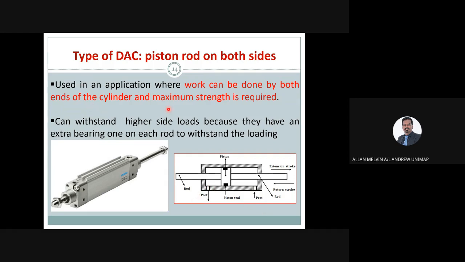So when will you use this piston rod on both sides? Use it in an application where work can be done by both ends of the cylinder and maximum length is required. Tengok yang ni nampak pun panjang. So if compared dengan single acting tadi, it will be very small. It can withstand higher side loads because they have an extra bearing, one on each rod, to withstand the loading. So there are additional features lah. So you can do a lot of work because it has an extra bearing untuk exert the force.